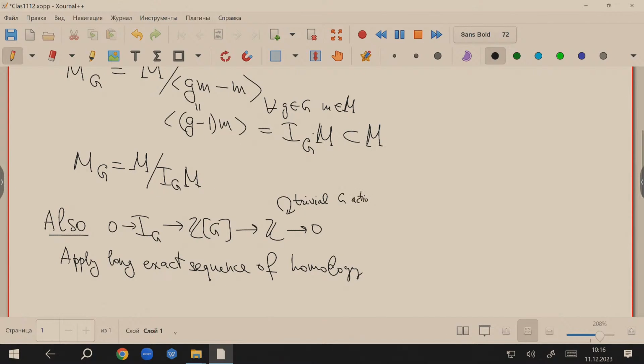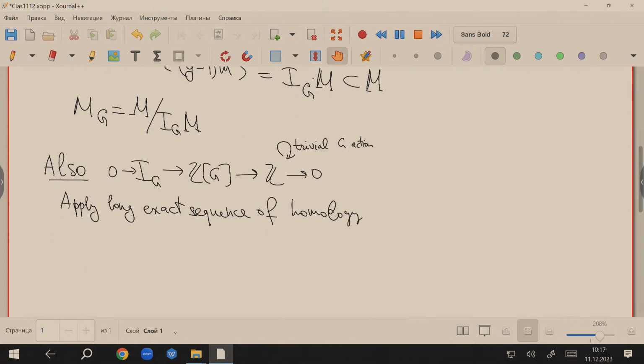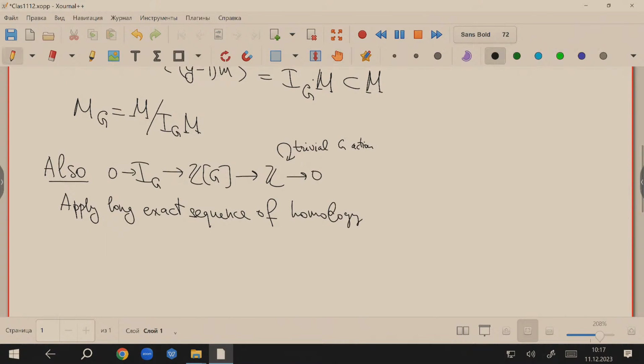Here is a quite interesting moment: Z, as a module with a trivial G action, can have non-trivial cohomology. The problem is that it is just not free from the viewpoint of a G-module or Z[G]-module. So Z[G] itself has trivial cohomology, and so you may write down the exact sequence, writing down I_G.